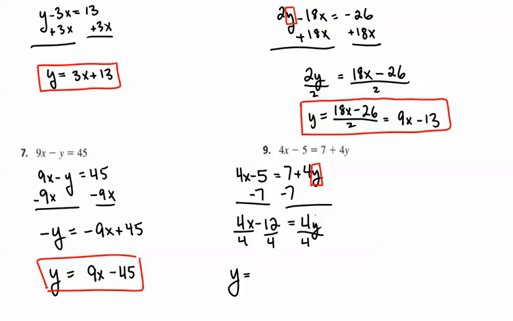So those 4's cancel. The 12 divided by 4 gives us 3. These 4's cancel, and so we would end up with y is equal to x minus 3. And that should be our final form for that particular equation. Okay, we're going to go on to the next set of equations where we're going to solve for x instead of solving for y.